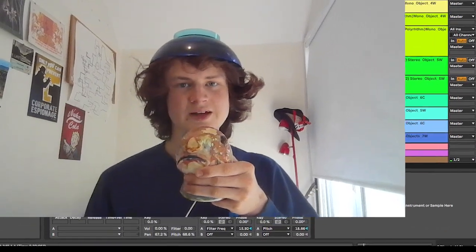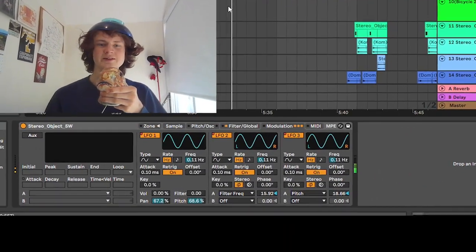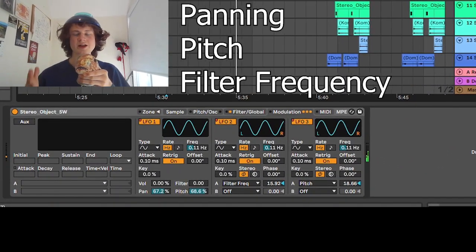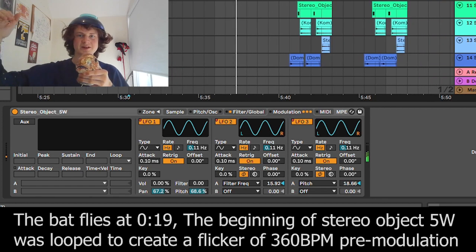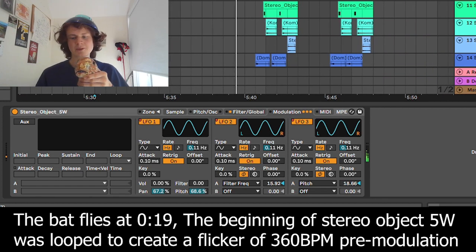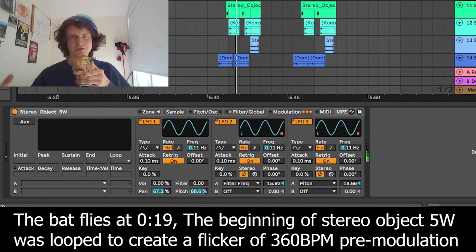To create that constant bicycle sounding effect, I used 3 low frequency oscillators to modulate panning, pitch and frequency, and then synced that up using automation with when the bat takes flight, both because it imitates that sound, but also has this mechanical effect of a plane falling into motion.